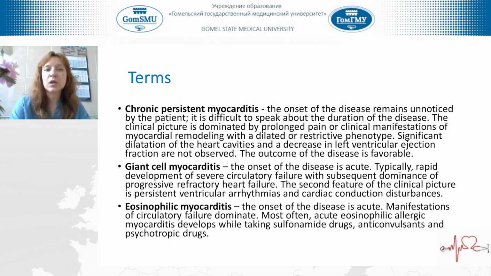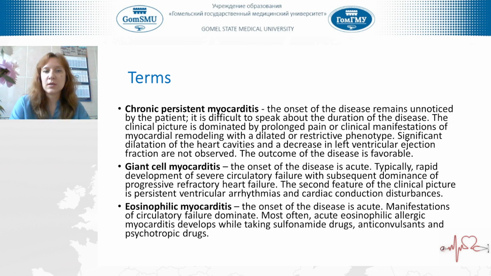Significant dilatation of the heart cavities and a decrease in left ventricular ejection fraction are not observed. The outcome of the disease is variable. Giant cell myocarditis: the onset of the disease is acute. Typically, there is rapid development of severe circulatory failure with subsequent refractory, progressive heart failure. The second feature of the clinical picture is persistent ventricular arrhythmias and cardiac conduction disturbances.